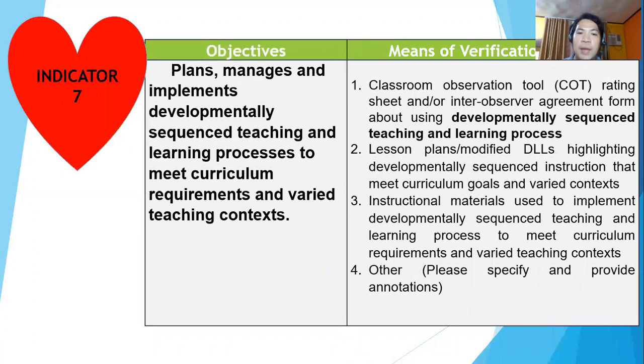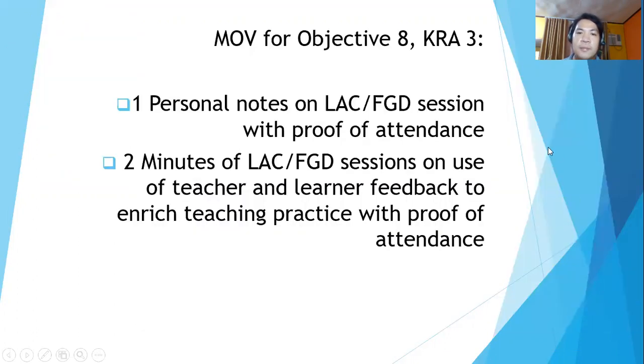Indicator number 7, plans, manages, and implements developmentally sequenced teaching and learning processes to meet curriculum requirements and varied teaching contexts. COT rating sheet, using developmentally sequenced teaching and learning process. Lesson plan or DLL, instructional materials, and others.